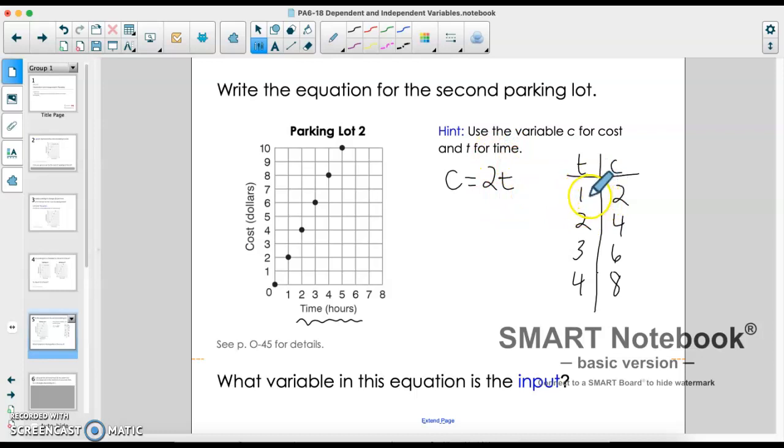In other words, what we're doing here is we're multiplying the time by 2, right? So 1 times 2 gives us 2, 2 times 2 gives us 4, 3 times 2 gives us 6, 4 times 2 gives us 8. So this is going to change, right? Because if what we do to the input follows a different rule, then the output is going to be different.